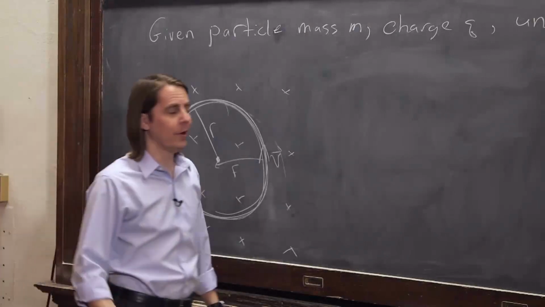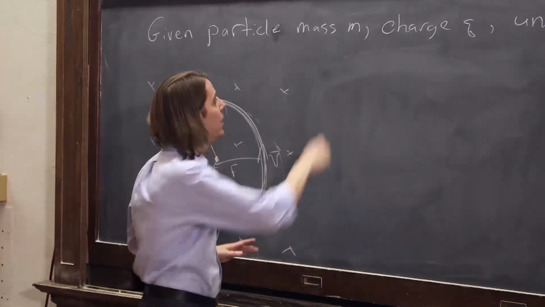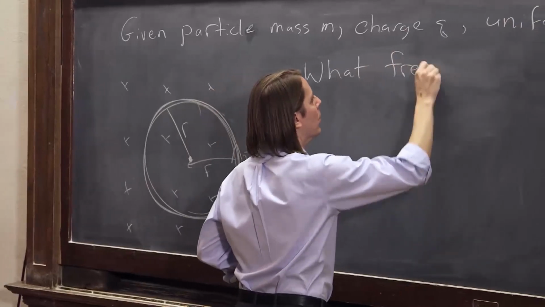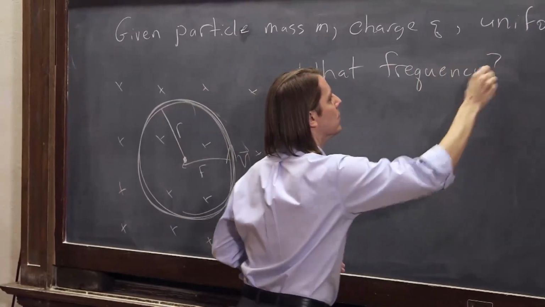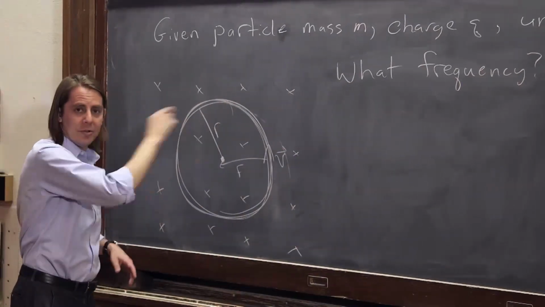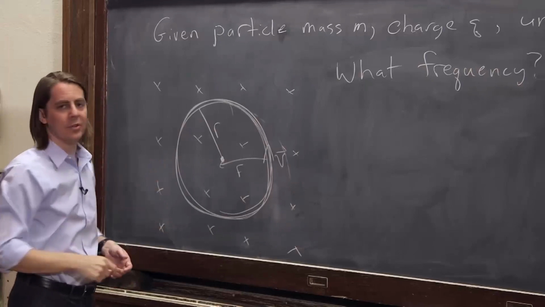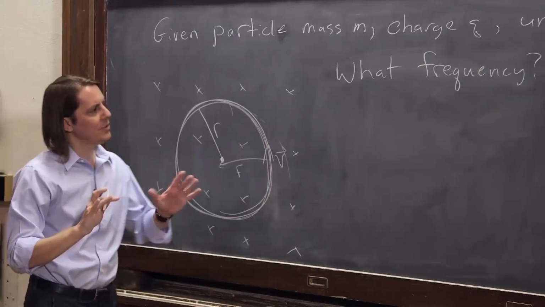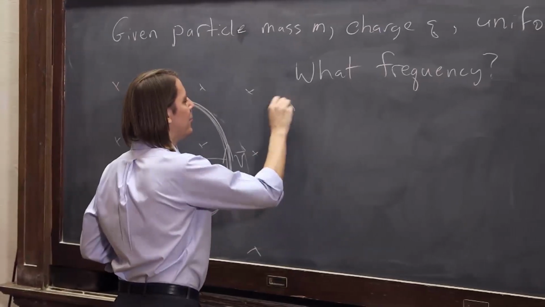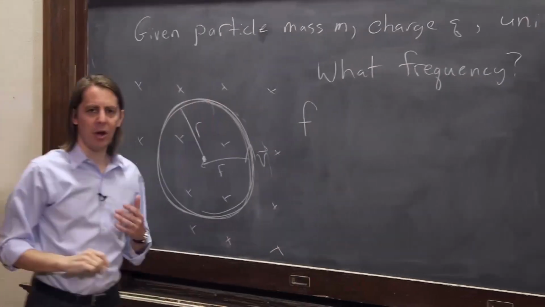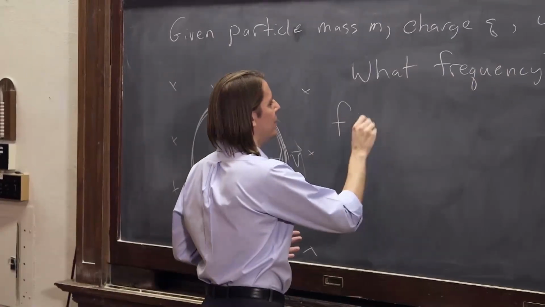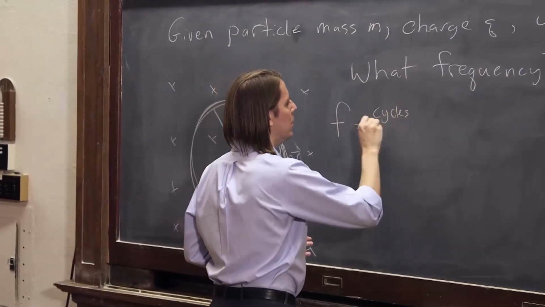We can use this same diagram to ask another question. What is the frequency? As this particle flies around the loop, how many cycles does it go per second? I want to take this opportunity to talk about frequency a little bit. You're used to thinking of frequency perhaps as f. If you haven't had a lot of physics and math, frequency is f. It describes cycles per second.